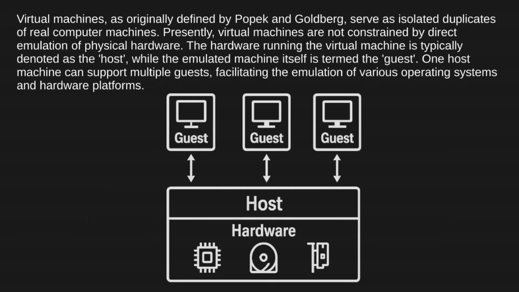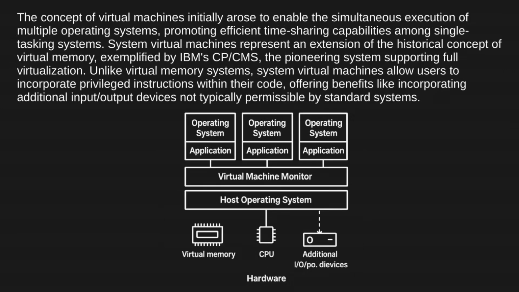Virtual machines, as originally defined by Popek and Goldberg, serve as isolated duplicates of real computer machines. Presently, virtual machines are not constrained by direct emulation of physical hardware. The hardware running the virtual machine is typically denoted as the host, while the emulated machine itself is termed the guest. One host machine can support multiple guests, facilitating the emulation of various operating systems and hardware platforms. The concept of virtual machines initially arose to enable the simultaneous execution of multiple operating systems, promoting efficient time-sharing capabilities among single-tasking systems.